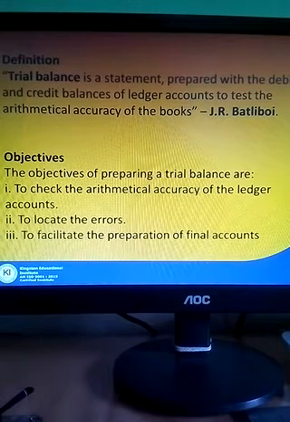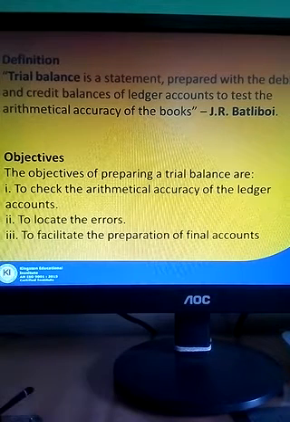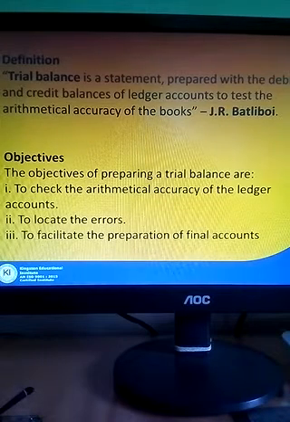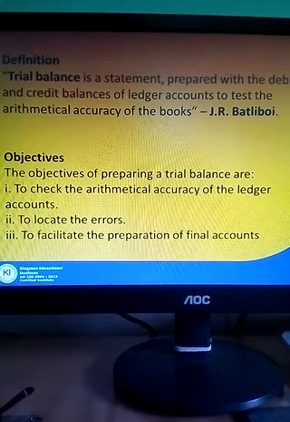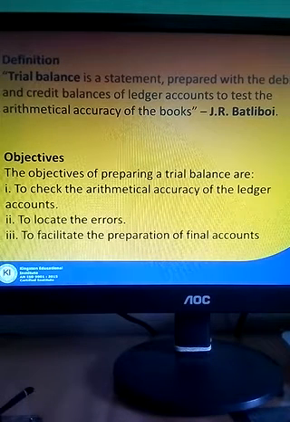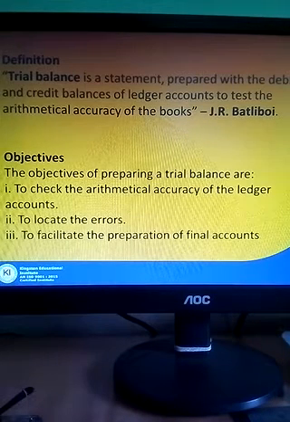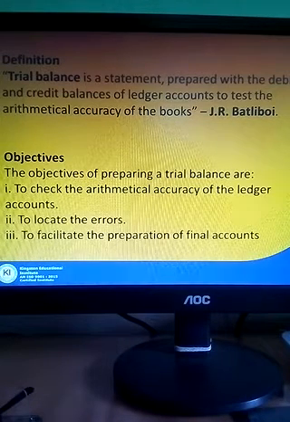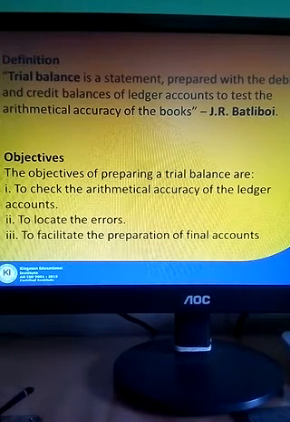What is the objective? The objective is to check the arithmetical accuracy of the ledger accounts. Means whether whatever we have done so far is right or wrong, is there any error or not. If the debit balances and credit balances are equal, say debit balance is 1000 rupees and credit balance is also 1000 rupees, then we can say that there is no problem, there is no error, and it is accurate. But if it is not equal, then we can say there must be some problem.